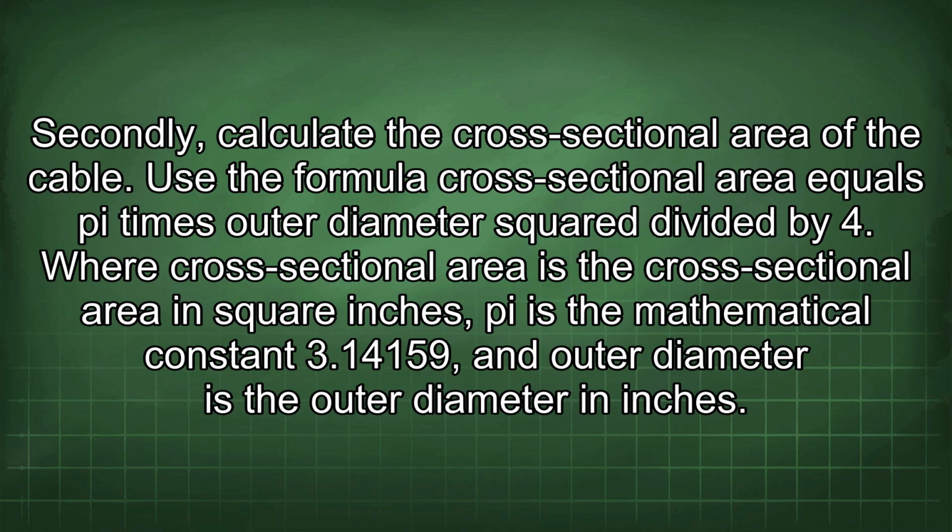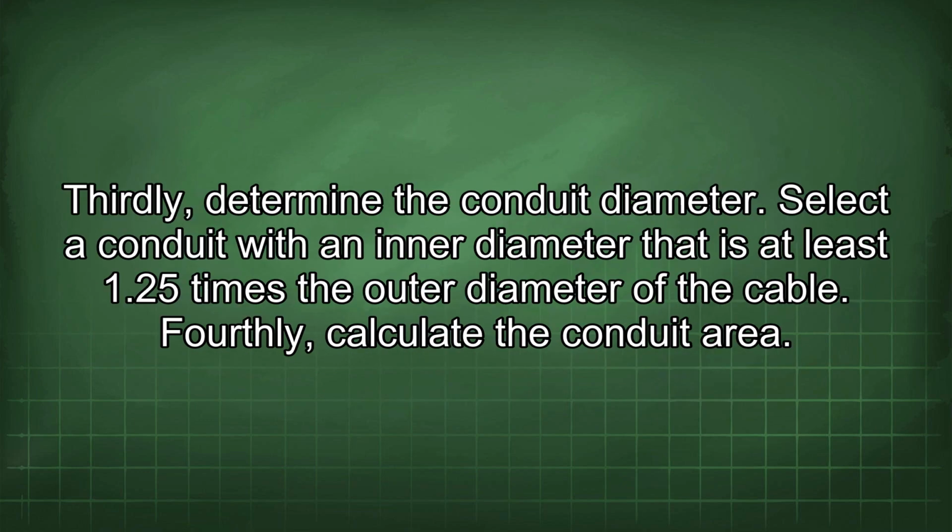Where cross-sectional area is the cross-sectional area in square inches, pi is the mathematical constant 3.14159, and outer diameter is the outer diameter in inches. Thirdly, determine the conduit diameter. Select a conduit with an inner diameter that is at least 1.25 times the outer diameter of the cable. Fourthly, calculate the conduit area.